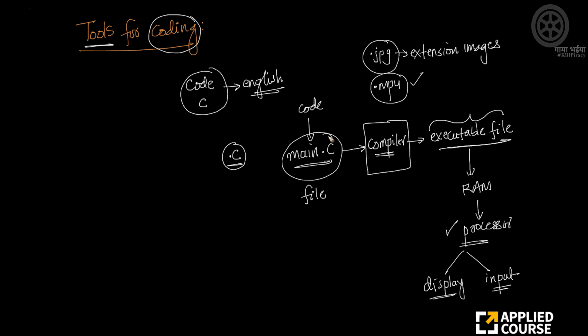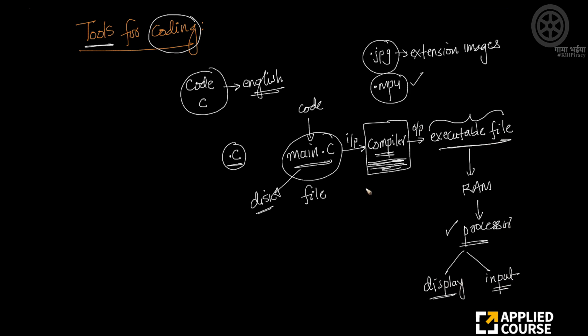So in a nutshell, you store your C file on disk. Compiler is a special program that takes the file that contains your code as input, and it generates an output which is called the executable file. Now this executable file is loaded into the RAM, and the processor executes this file and generates the output based on the input you give it.